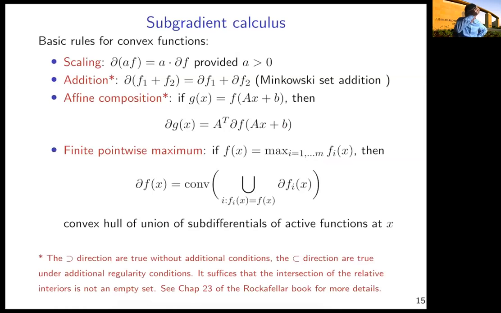First of all, if you have a non-negative scaling of a convex function f, then you can exchange the order of that scalar alpha with the subdifferential operator partial. Can anyone comment on why we need this alpha to be larger than 0?